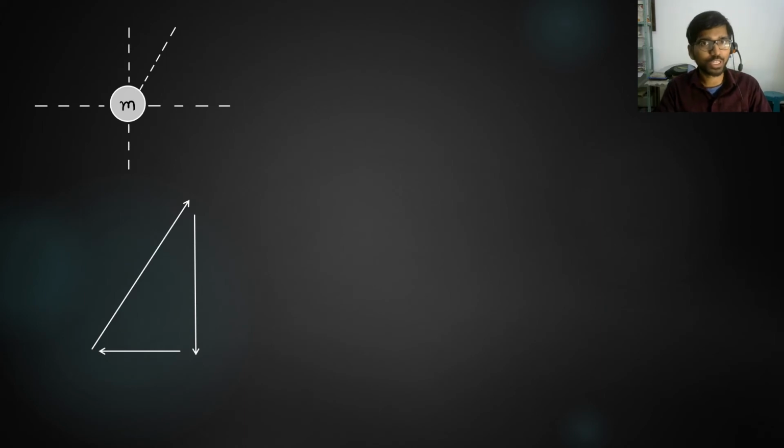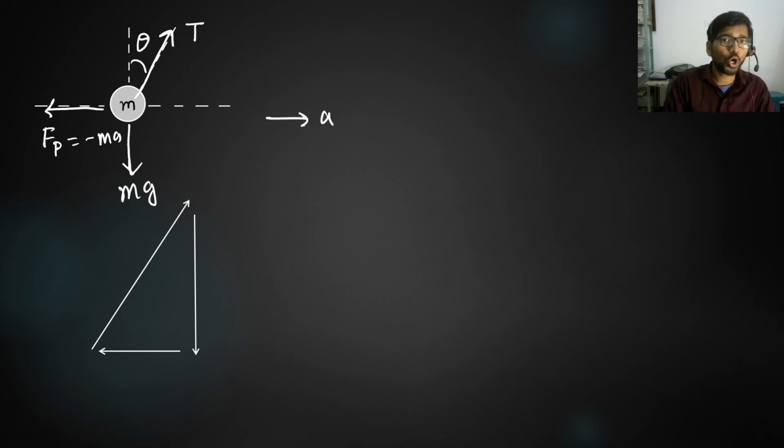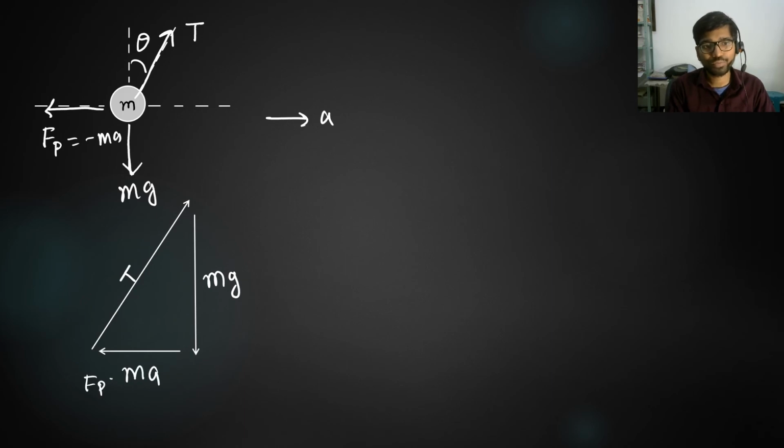Let's solve the given problem in the cart's frame. Now we will redraw the free body diagram, including the fictitious pseudo force. We will have a weight acting downward. We will have a tension acting in this direction, which is making an angle theta with the vertical, and a pseudo force Fp equals minus m times a. Acceleration is in this direction, therefore the pseudo force will be in the opposite direction. Okay, so as you can see, this vector is tension, this vector is weight mg, and this vector is pseudo force ma, and this is an angle theta.